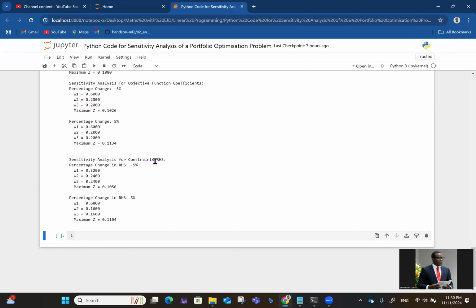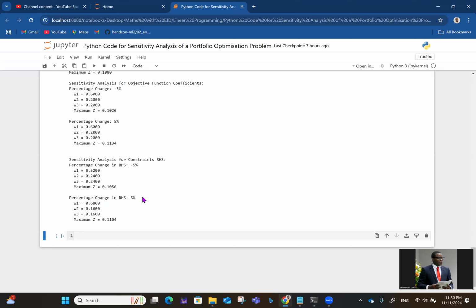Then if you now talk about sensitivity analysis for the constraint limits, if you increase the constraint limit by 5% or decrease by 5%, you see that it affects the optimal solution. For when you decrease by 5%, W1 is now 0.52, W2 is 0.24, W3 is 0.24. That's 52% for W1, 24% for W2, and 24% for W3. And then the maximum Z is slightly reduced from 10.8% to 10.56%.